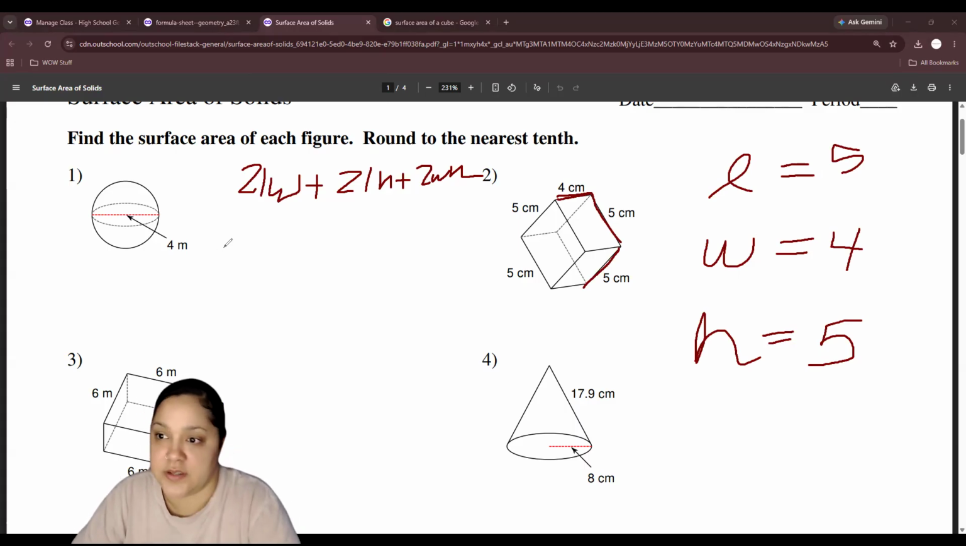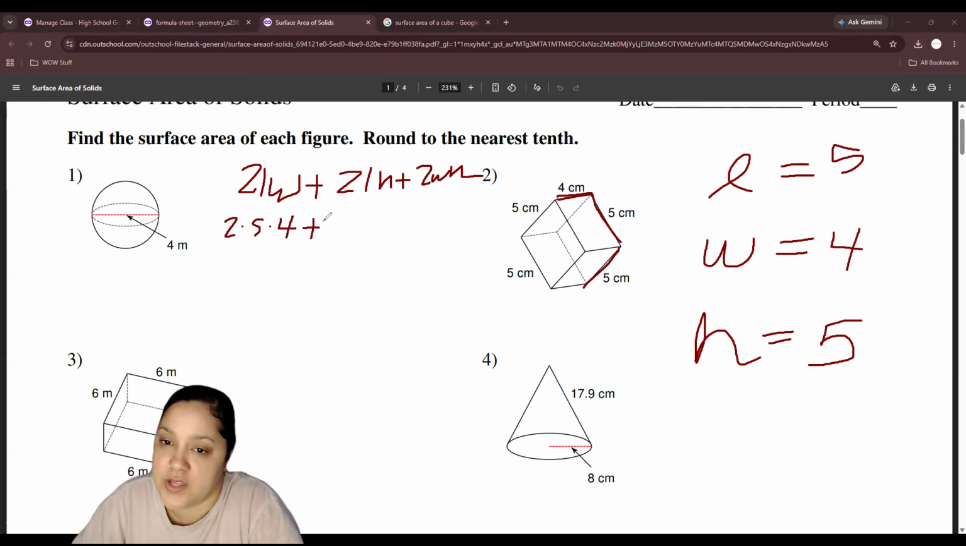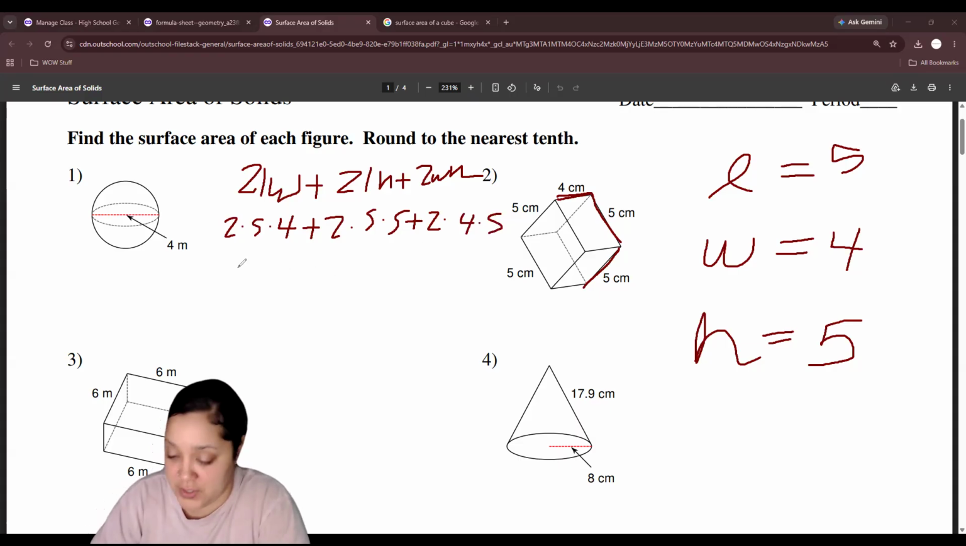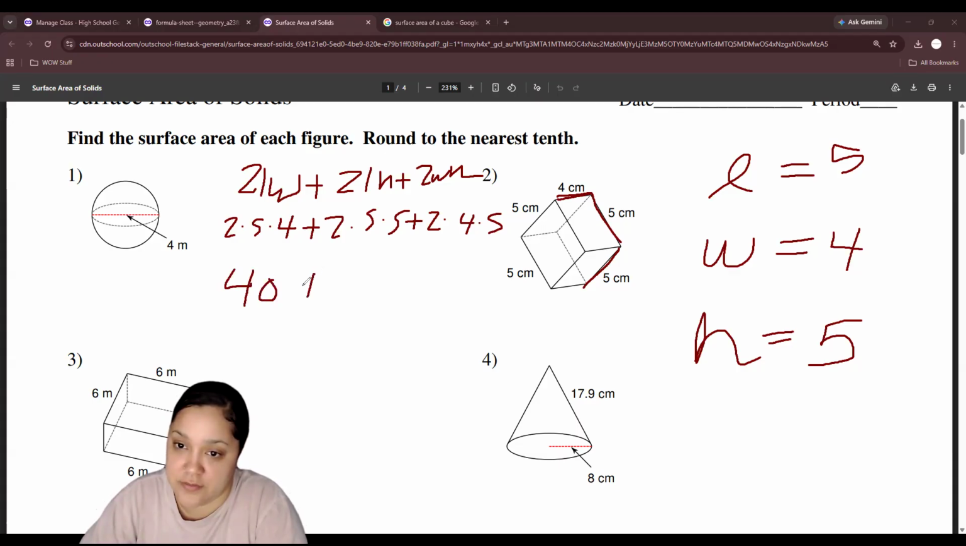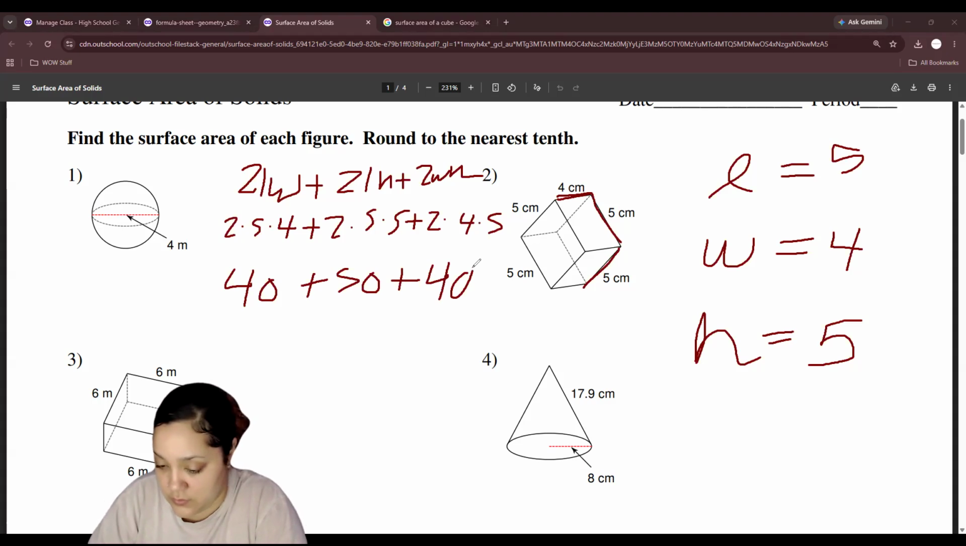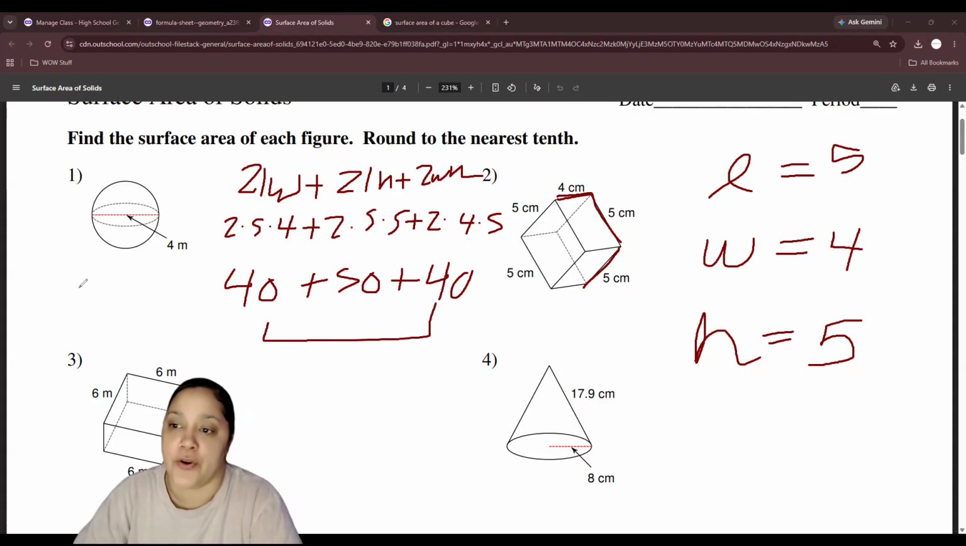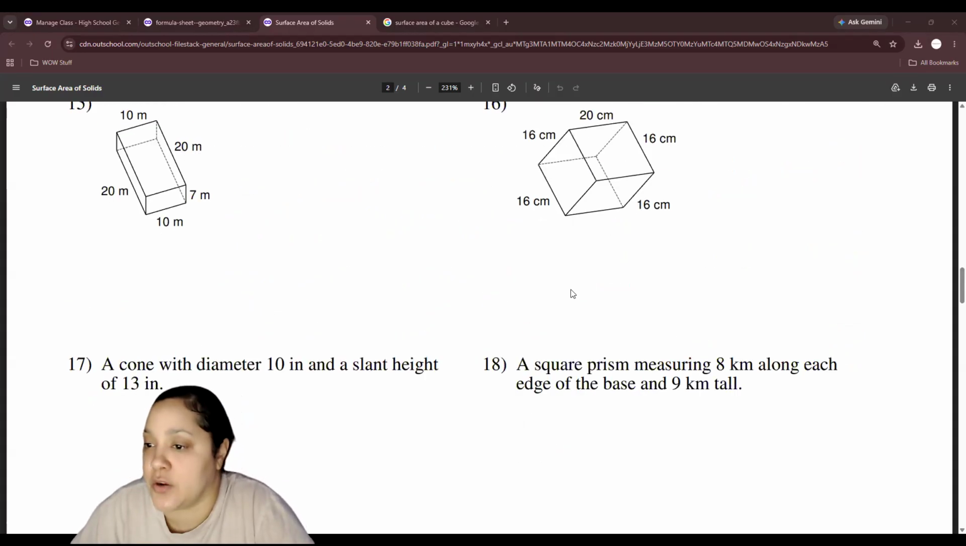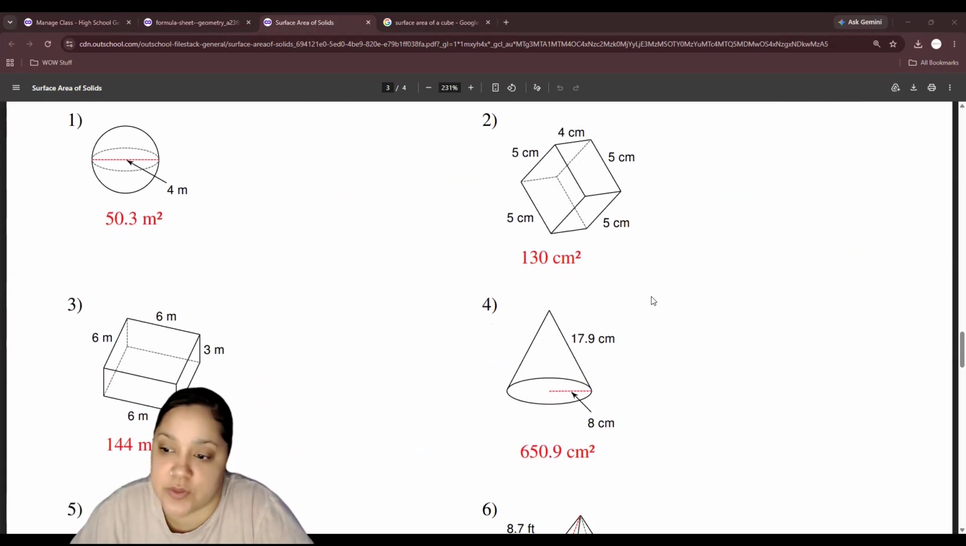So 2 times 5 times 4 plus 2 times 5 times 5 plus 2 times 4 times 5. Make sure you check that to be safe. All right, so then we multiply and add these together and we get 130 centimeters squared for our surface area, which is what they got.